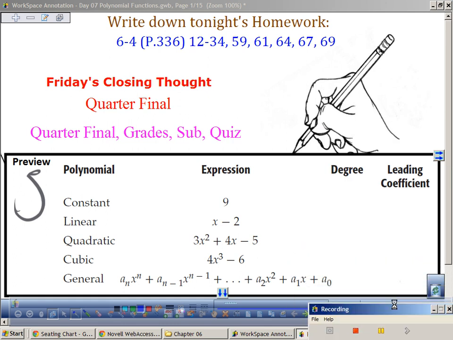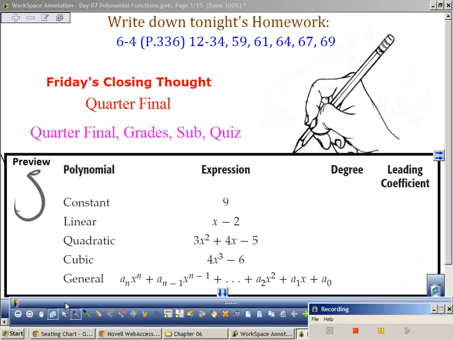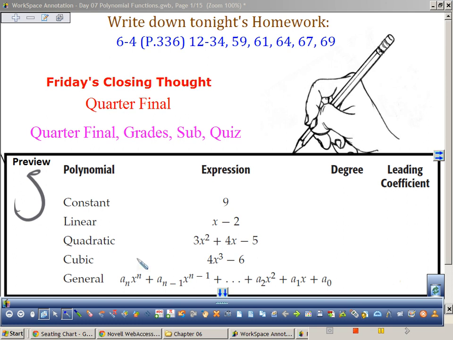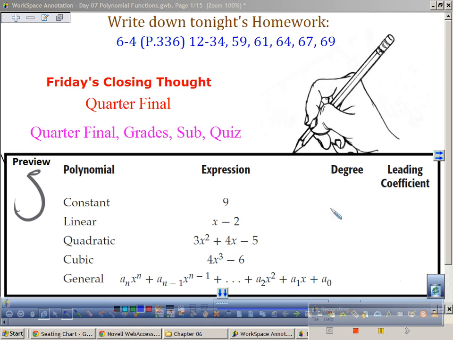So let's begin our talk about polynomial functions. In the very beginning of this chapter, we talked about degrees and leading coefficients, remember that? And I said, let's not worry too much about this because it's not really in context. We're going to come to it later. Well, today is later. All right? So let's look at this expression.